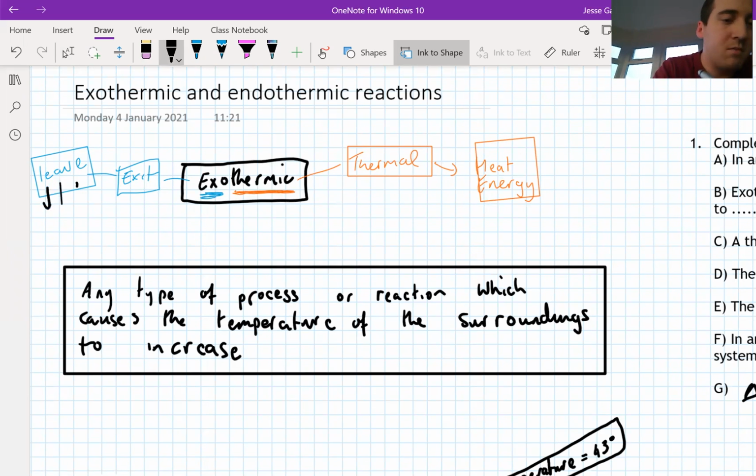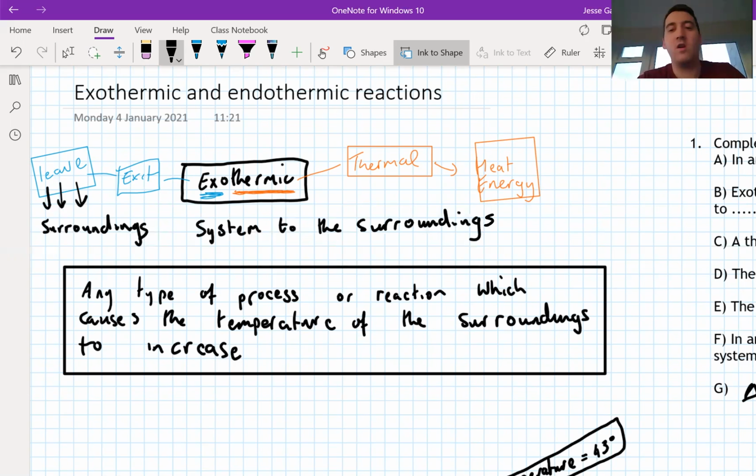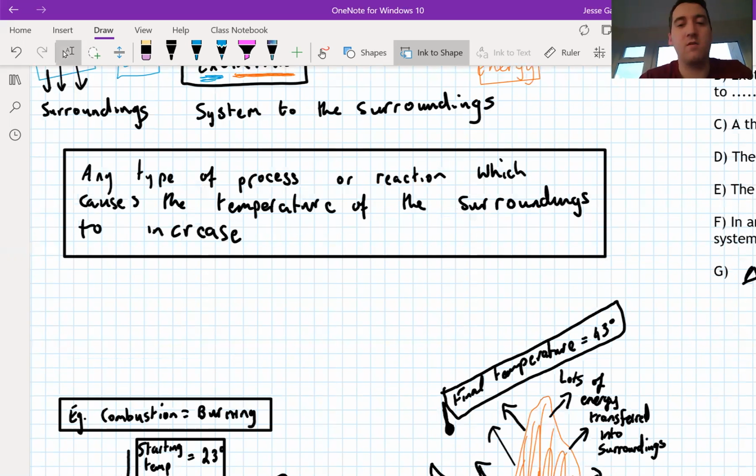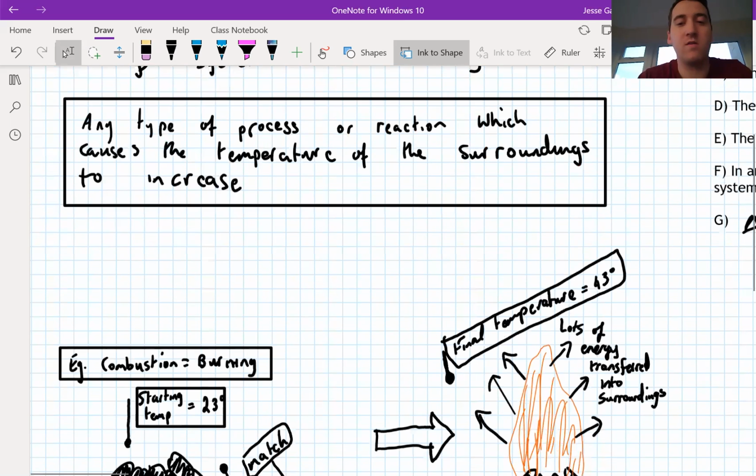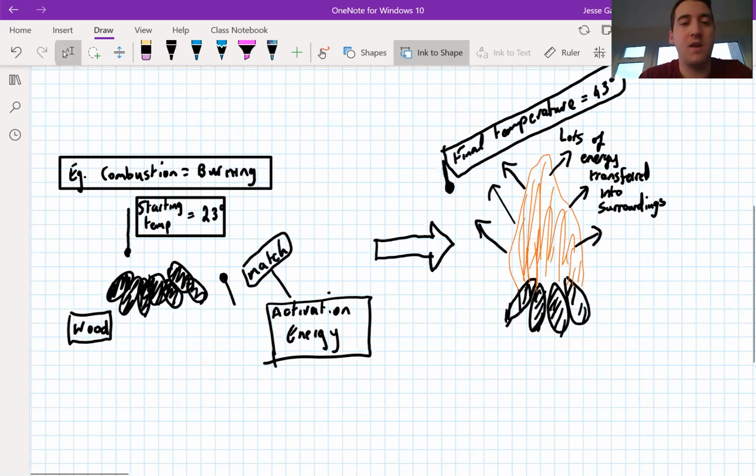So it leaves and it moves, shown by the arrows, showing movement. Energy moves to the surroundings. So from the system to the surroundings. Okay, so system, which is the reaction mixture or the chemicals, to the surroundings. That's what we're talking about for exothermic. And we know because the temperature of the surroundings goes up, which means heat energy has moved into the surroundings.